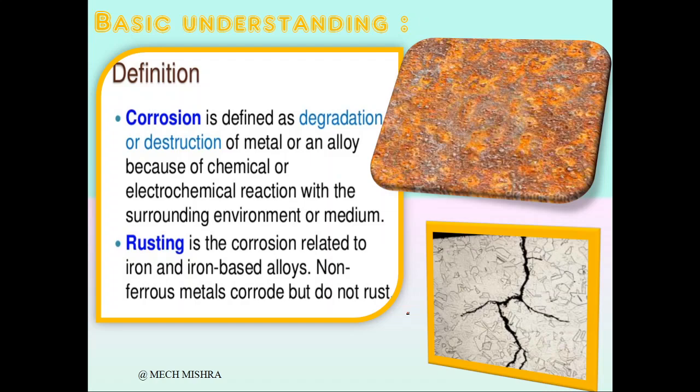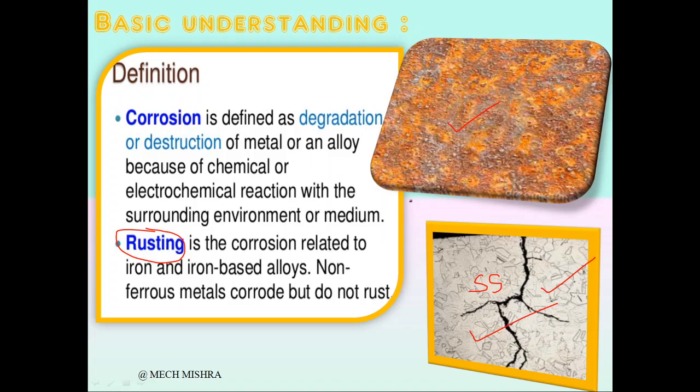Then two terms come up. Sometimes we see hardening, rusting. Rusting is related to iron and iron-based alloys. Here you can see this is rusting. But when non-ferrous alloys are involved, the metal will corrode, but we do not call it rusting. It may be another form of corrosion, like cracking. Here we see the cracking of stainless steel, which is not rusting, but basically it's corrosion.